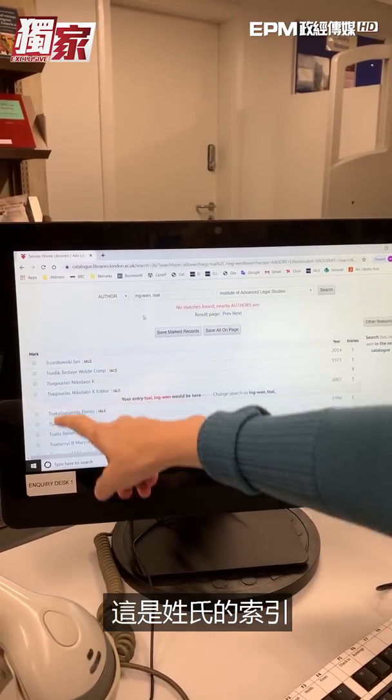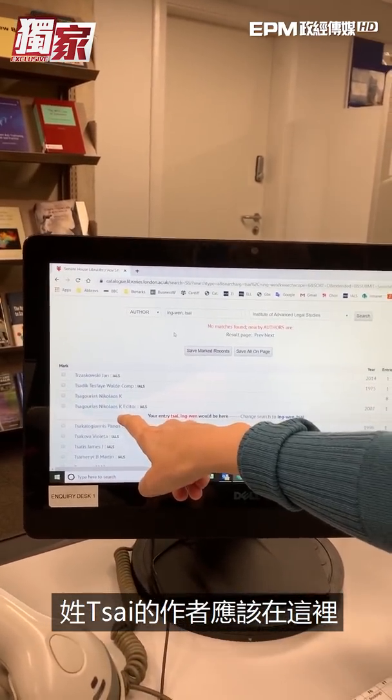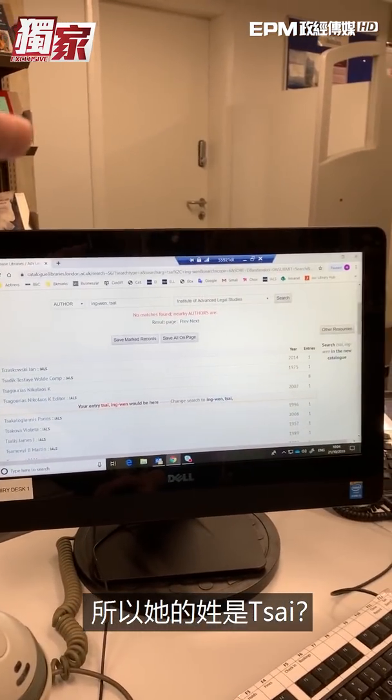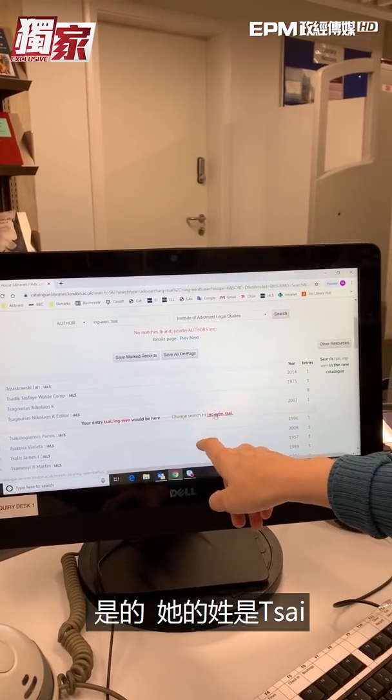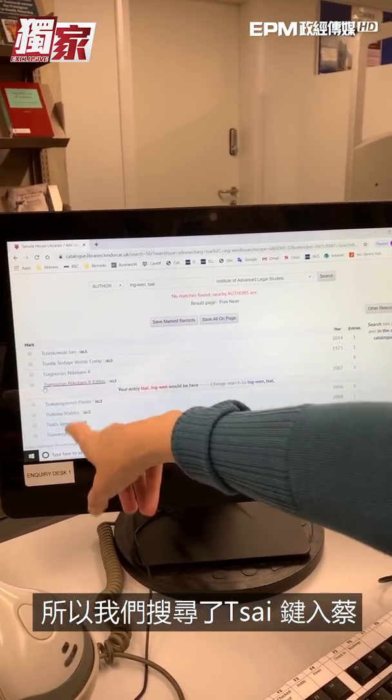Yes, is this correct? Our index of last names. Oh, and this is where TSAI would be. Okay, so it was under that. Her last name is TSAI. Yes. So we've searched for TSAI, and this is what it took us into.